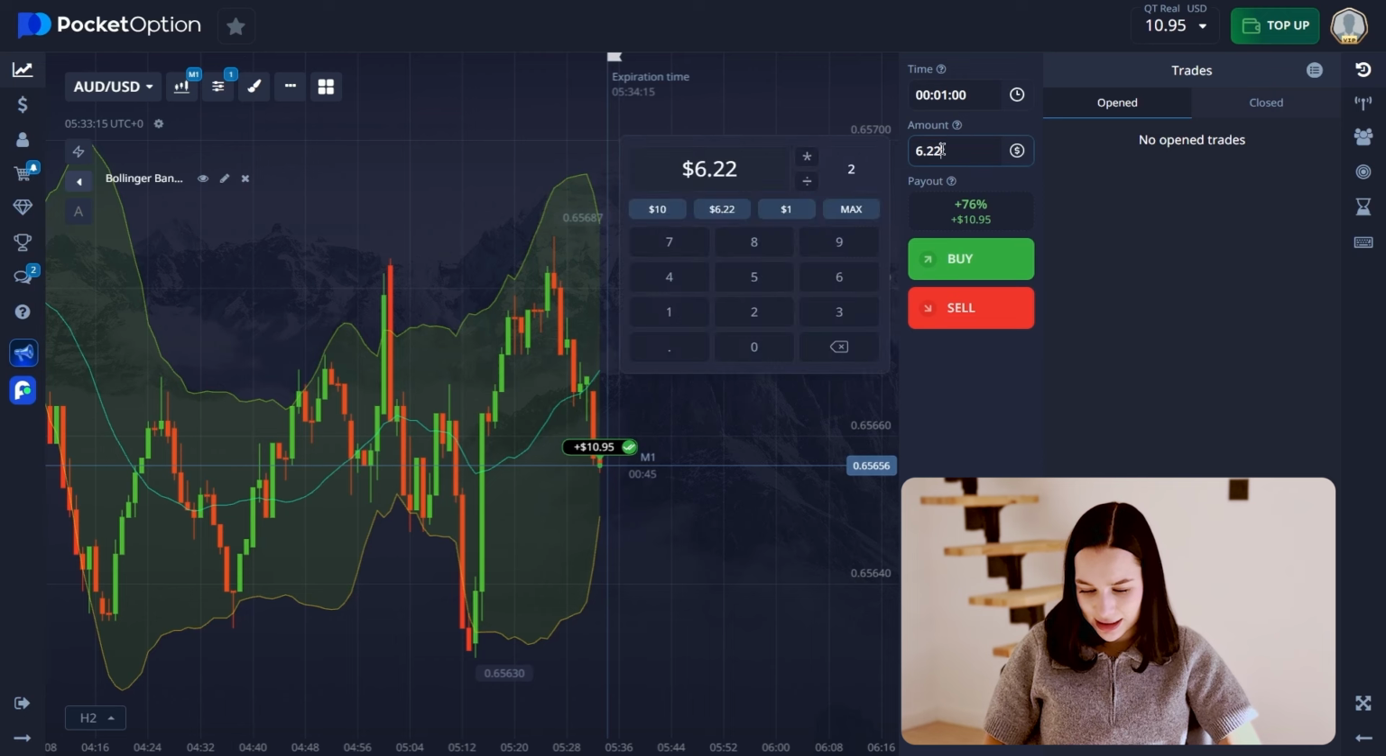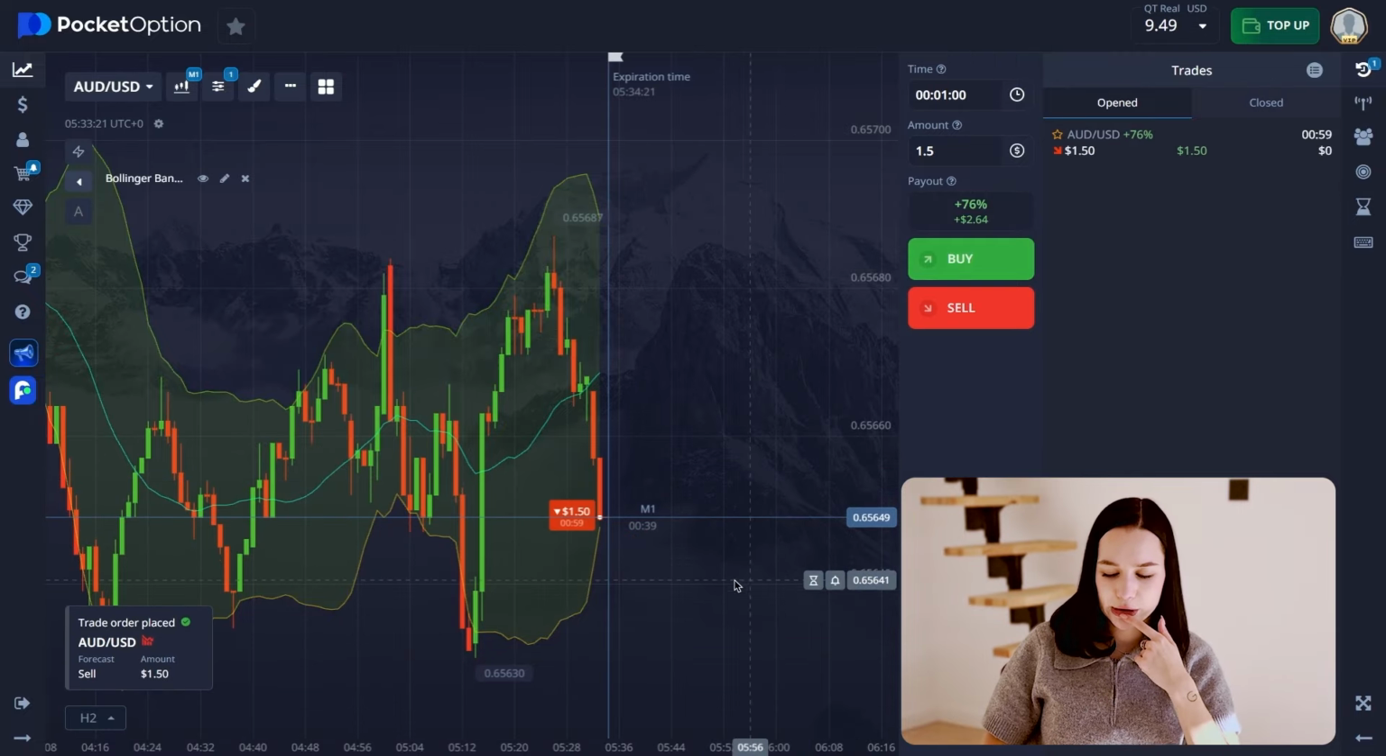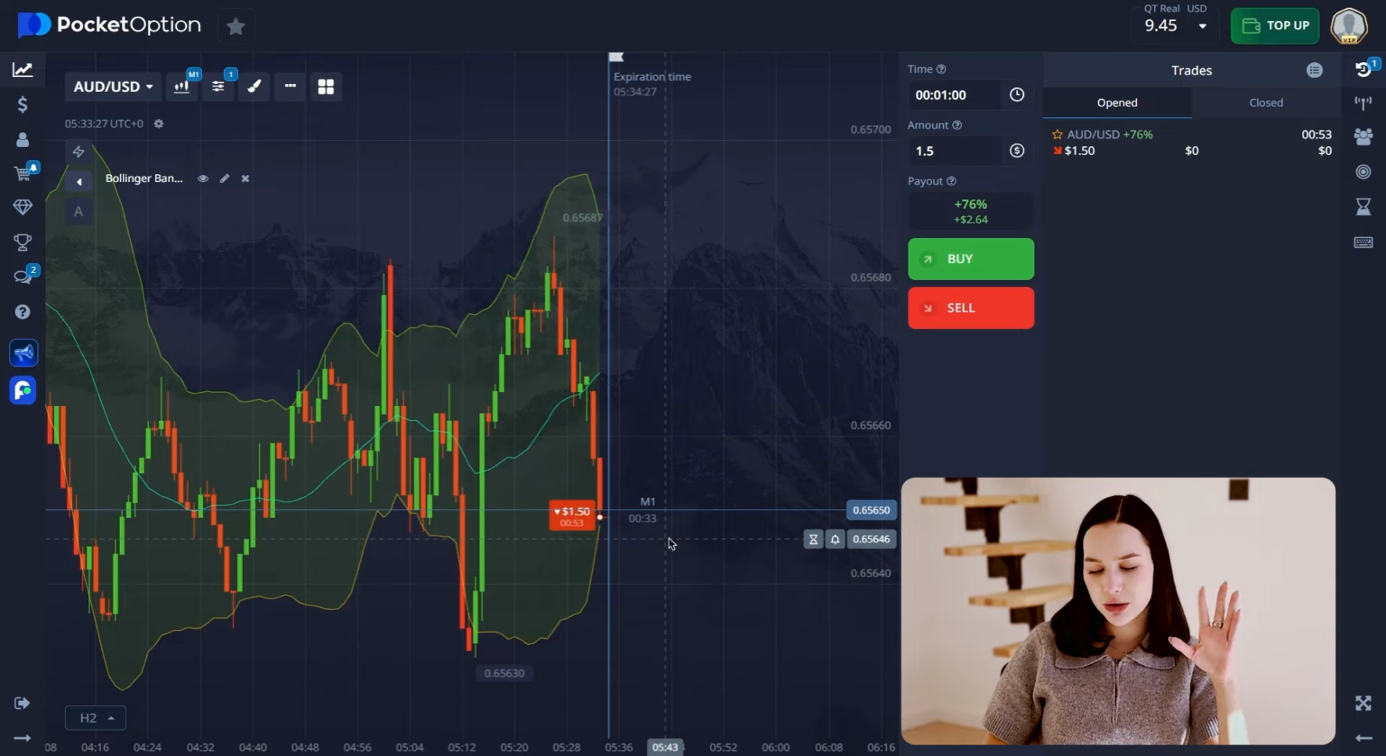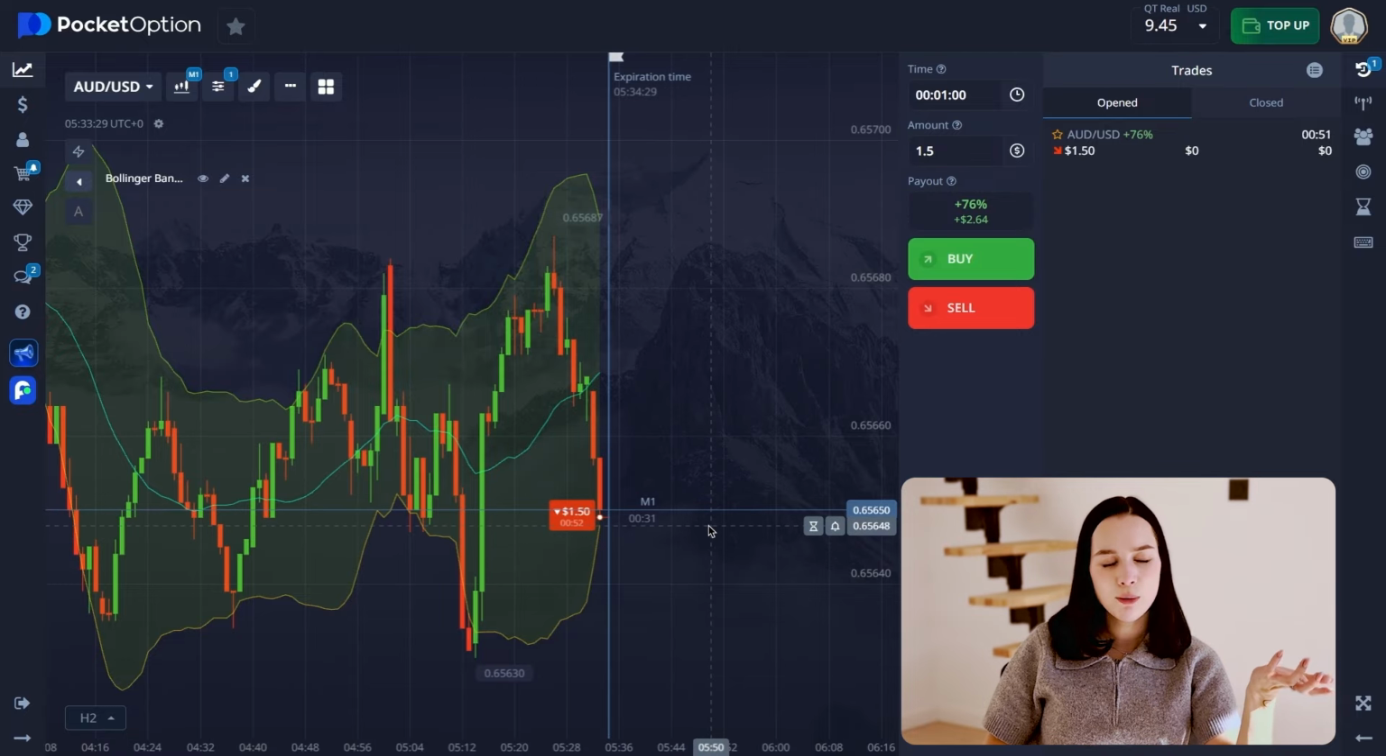finally. Let's change our amount of money and we will continue, and we're going to open a sell trade here. I'm not going to risk too much. So yeah, and also they're saying that they have some kind of indicators or bots or ChatGPT or something that helps them close all of the trades in the plus for 100%.